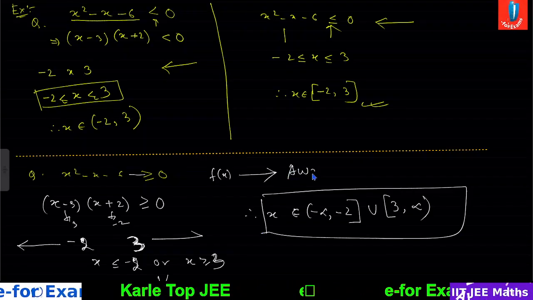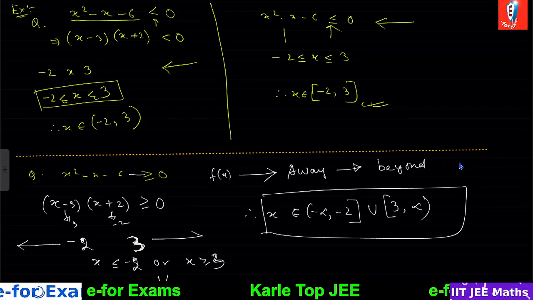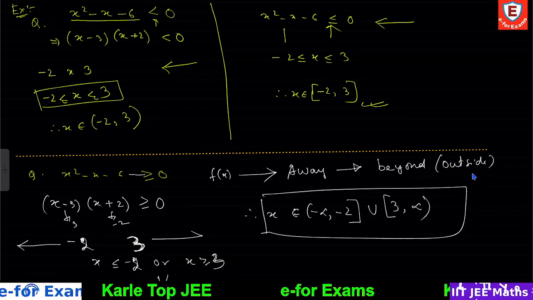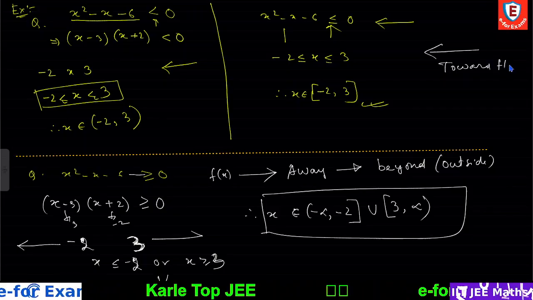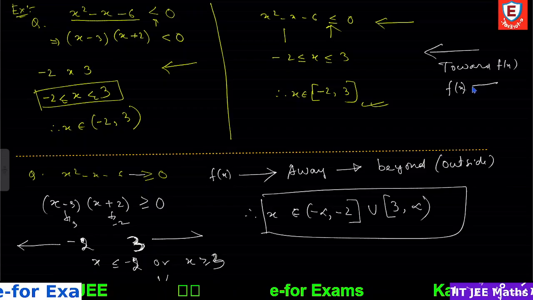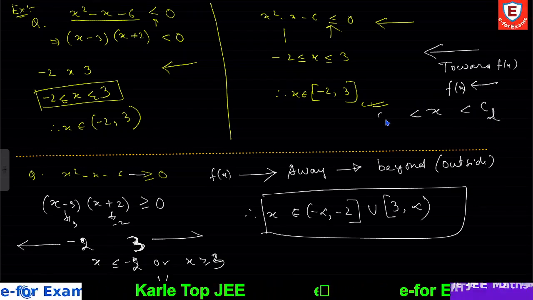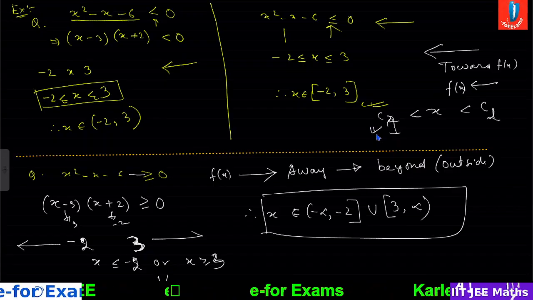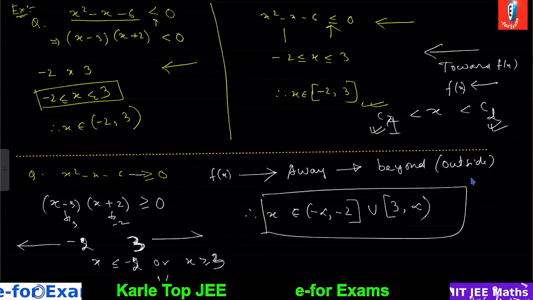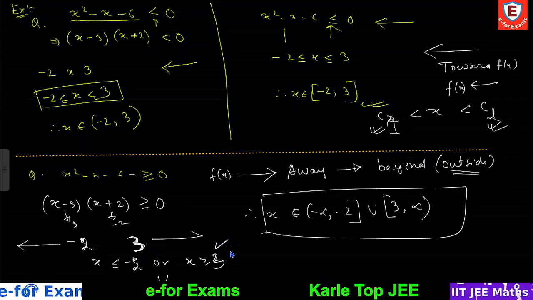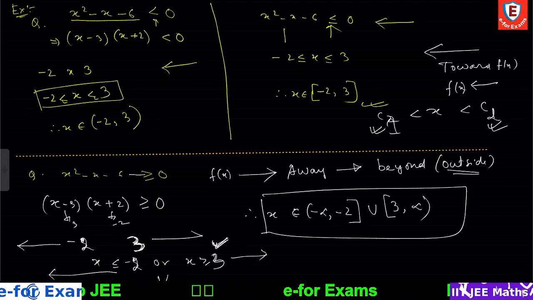If arrow is away, then x will be beyond. Away means beyond, outside the critical points. And here the arrow is towards the function. The arrow is coming towards the function, so x will be between critical point 1 and critical point 2. Whichever is smaller on the left and whichever is larger on the right. Here same thing. If arrow is away or beyond, x should be outside the critical points. Whichever critical point is larger, x will be towards the right of that and x will be towards the left of the smaller critical point.